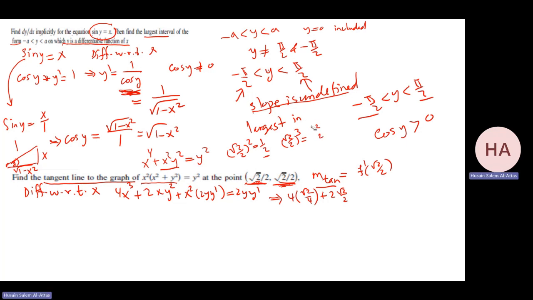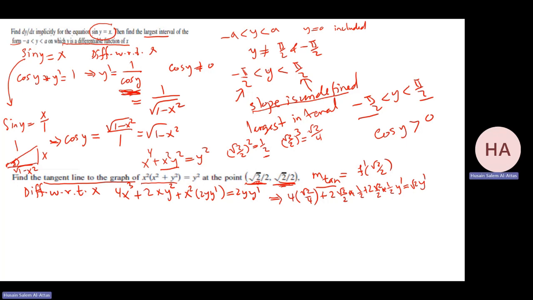It will be squared times, yeah, it will be root 2 over 4. I'm plugging this there. 2 root 2, y squared, it will be half. Okay, plus 2 root 2 over 2 times half y prime equal root 2 y prime. Yes. Now do the calculations.